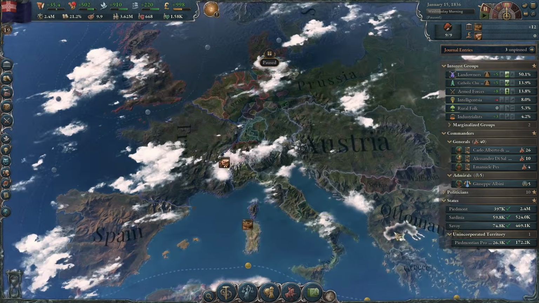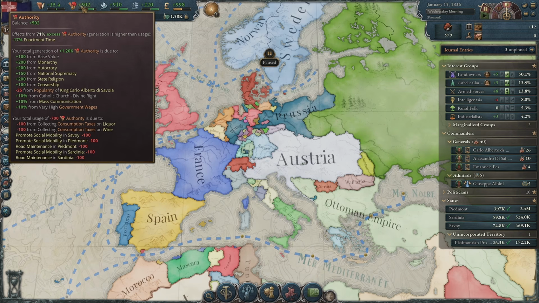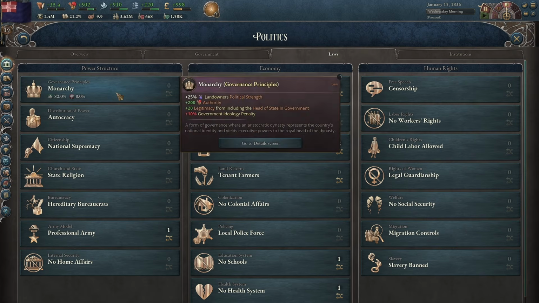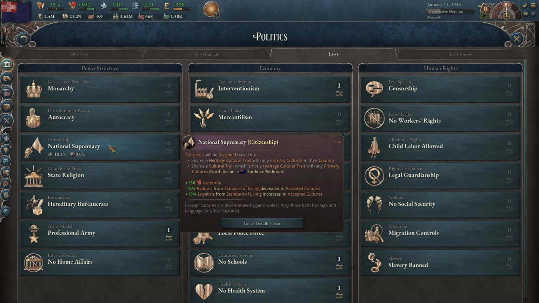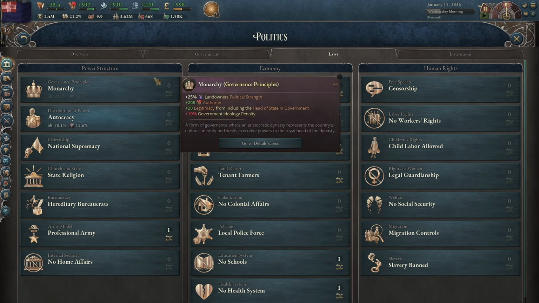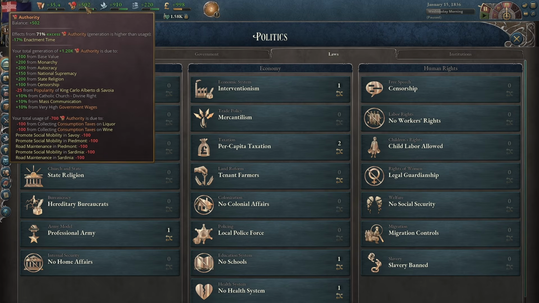Authority represents sort of the personal authority of the ruler within the state based off of either laws or cultural obligations. Generally speaking, authority is going to be higher in a state that has more authoritarian laws. Monarchy, autocracy, national supremacy, state religion, censorship. These things in turn generate a much more repressive society, but they also create a more stratified society that allows for the characters at the top to make more decisions on the fly. And that's sort of what authority represents.